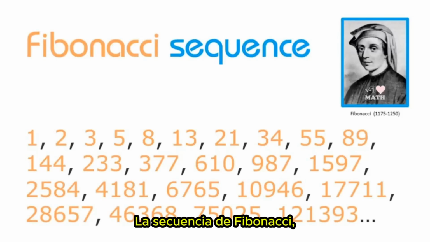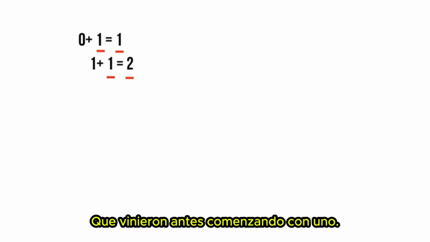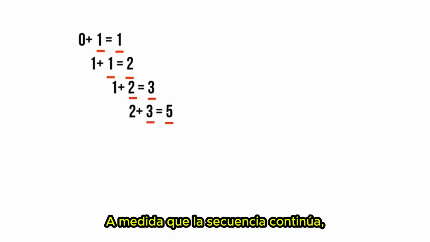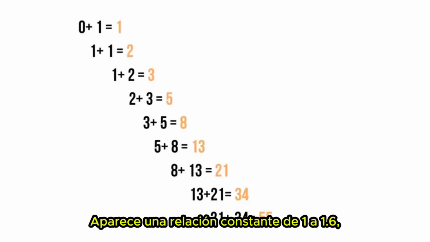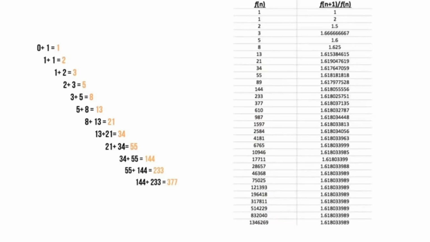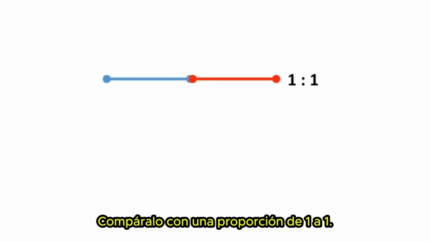The Fibonacci sequence, the mathematical sequence of adding the last two numbers that came before, starting with 1. As the sequence continues, a constant ratio of 1 to 1.6 appears. This is called the golden ratio and continues indefinitely. To imagine what a 1 to 1.6 ratio looks like, compare it to a 1 to 1 ratio.